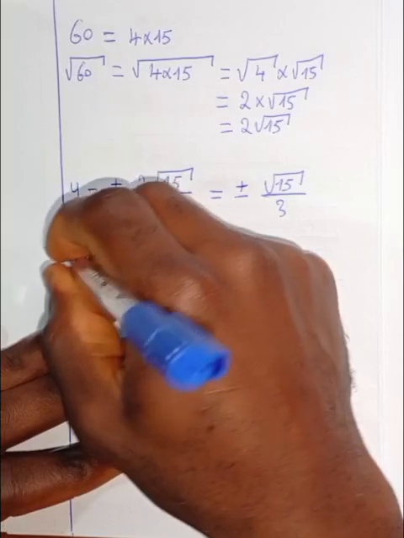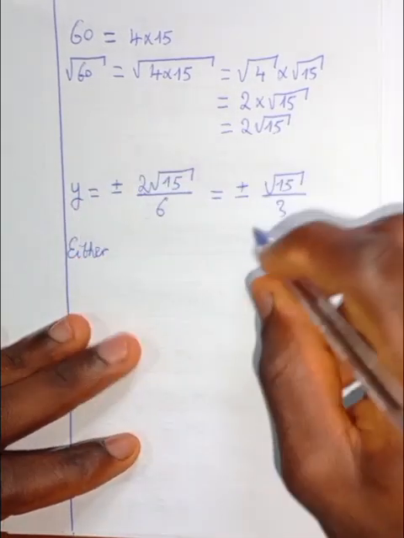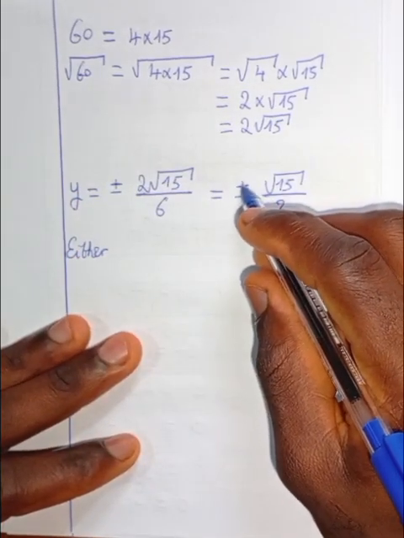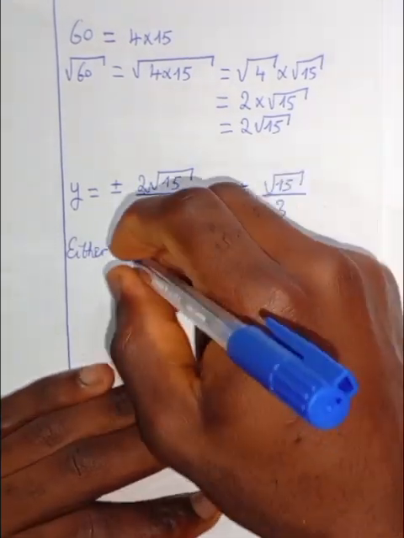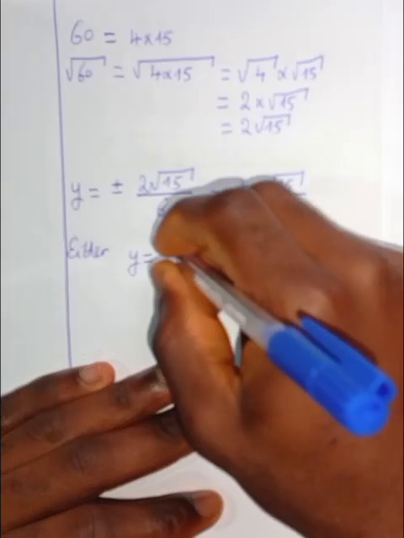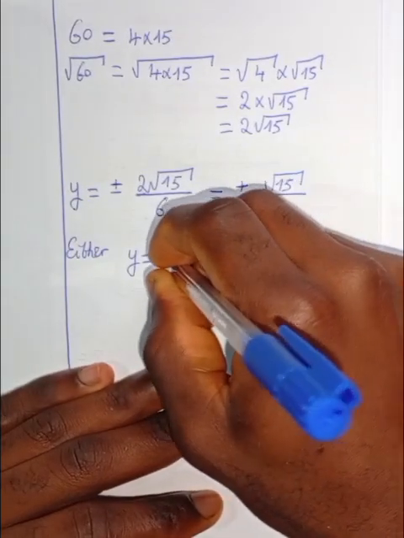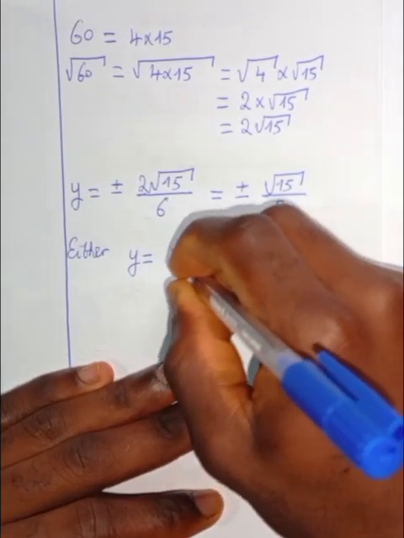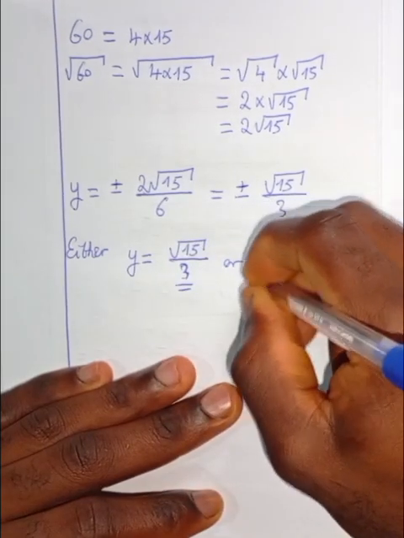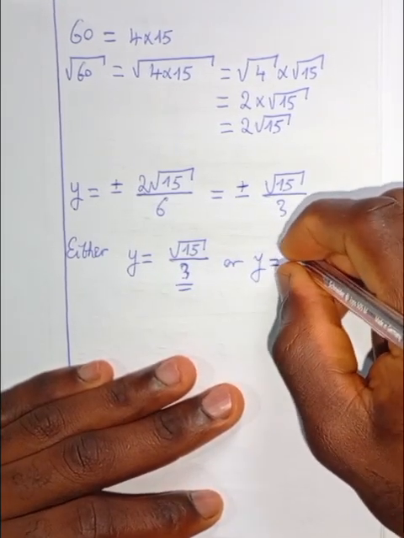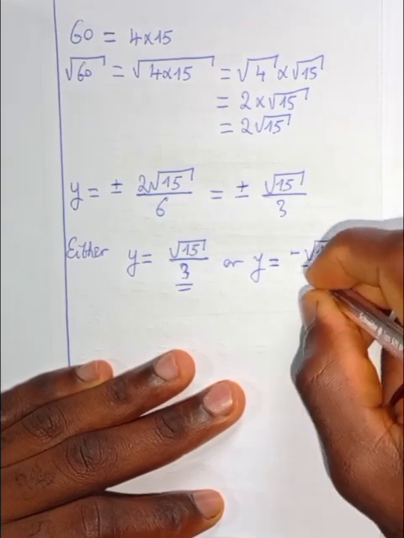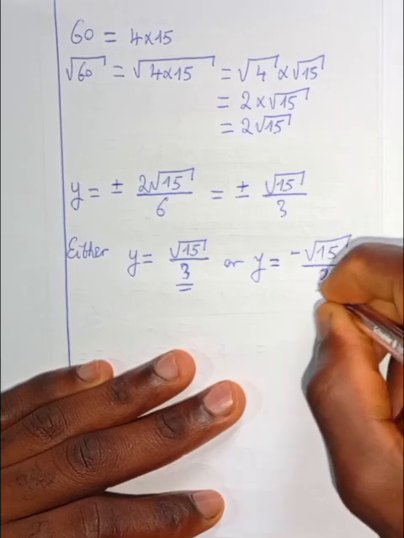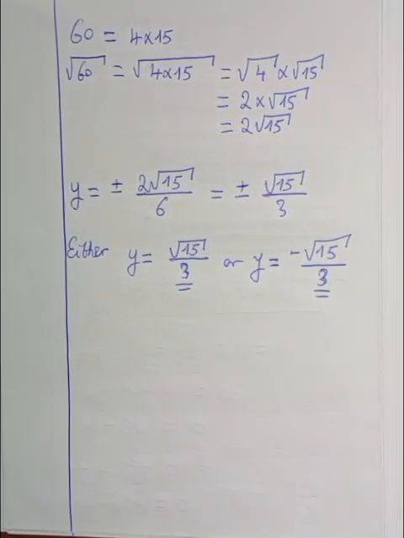This will give us either, because we cannot be having a number which is positive and negative at the same time, either the number is positive or the number is negative. Either y is equal to root 15 over 3 or y is equal to negative root 15 over 3. So these are the roots of the quadratic equation.